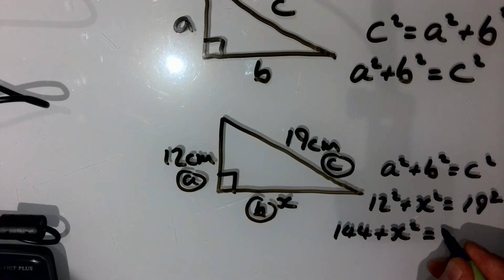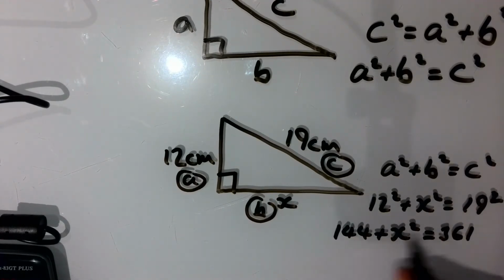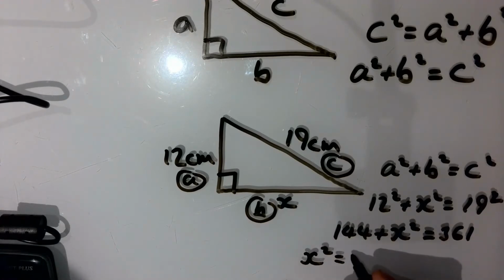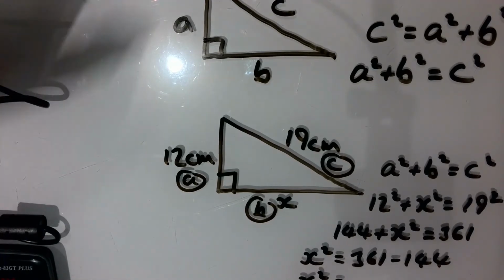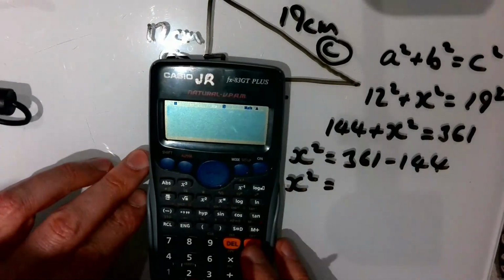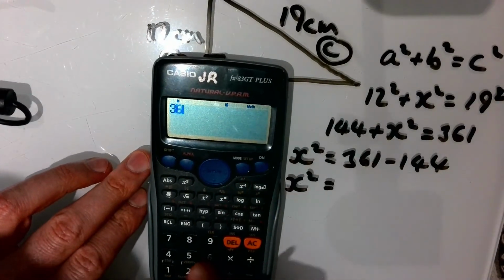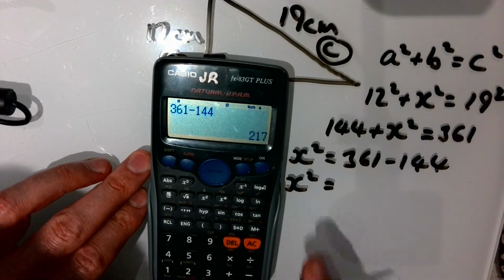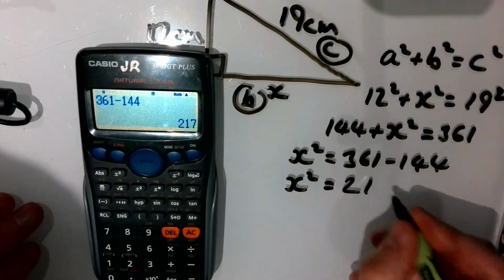19 times 19 gives us 361. Hopefully you can see here we're going to have to subtract these two to get our x squared. We're going to take away 144 from both sides. So in this case x squared is going to equal 361 take away 144. So let's put that in the calculator. 361 take away 144 equals 217.